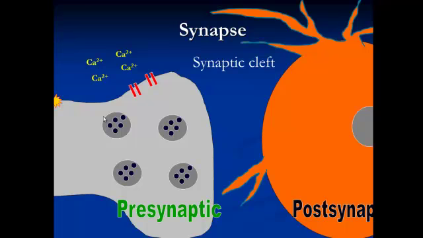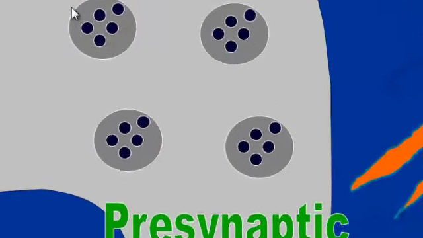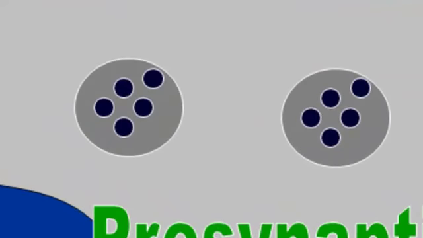Now waiting at the end of that presynaptic cell are vesicles. Vesicles are kind of like balloons. And they are holding neurotransmitters. And we're going to talk a lot more about them as the class progresses. But you can see there, those are the neurotransmitters such as glutamate or GABA or serotonin.